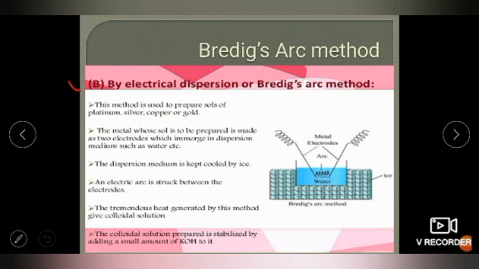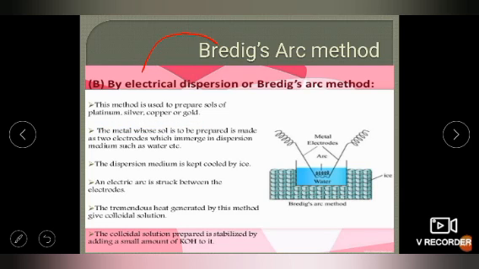Second is electrical dispersion. Here, with the help of electricity, by using electric energy, the Bredig's arc method is used. This is very, very important from your examination point of view. Sometimes you are asked to state it. Bredig's arc method is an electrical dispersion method. In this method, it is used to prepare sols of platinum, silver, copper and gold. Platinum, silver, copper and gold. Sometimes a question comes in MCQ.